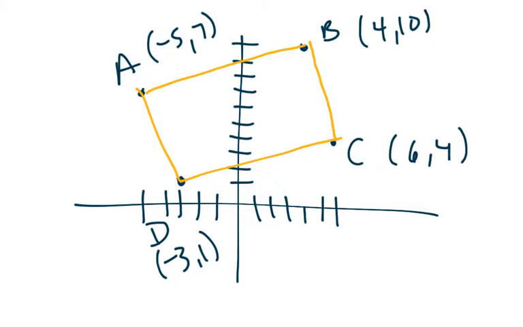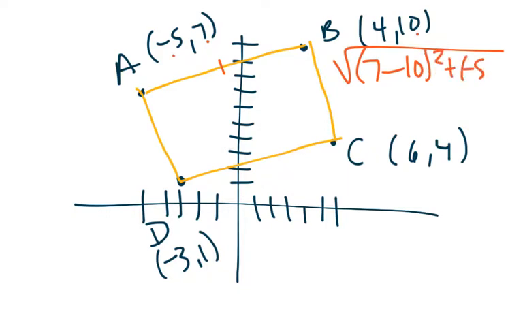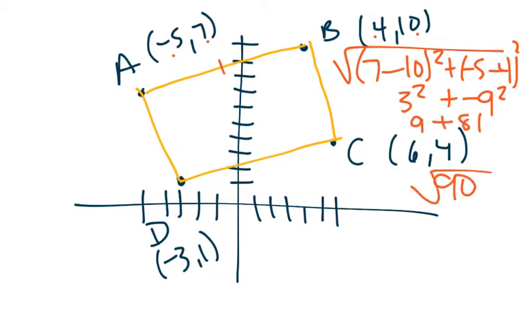So using the distance formula, let's do this long side. So 7 minus 10 squared plus negative 5 minus 4 squared. Negative 5 minus 4 is negative 9 squared, plus 7 minus 3 is 3 squared. So we get 9 plus 81, which is 90. So we take the square root of 90, and we get about 9.49.